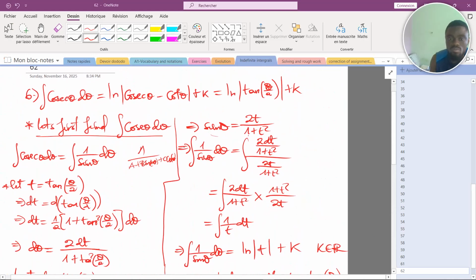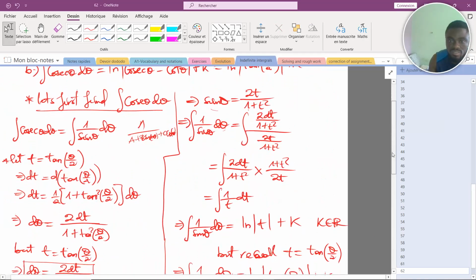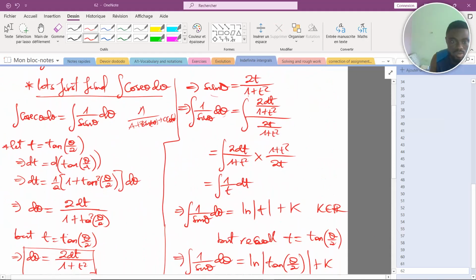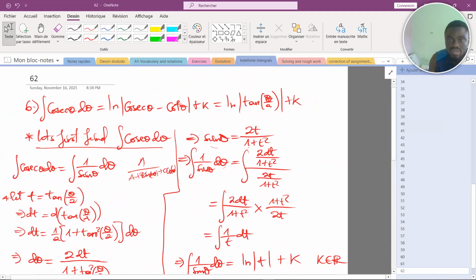I will then come. This implies the integral of 1 all over sine theta d theta is 1. I replace my d theta. We calculated d theta here. Our d theta is 2 dt on 1 plus t squared. So I replace it where the d theta is up here, all over sine theta. Our sine theta is 2t all over 1 plus t squared.